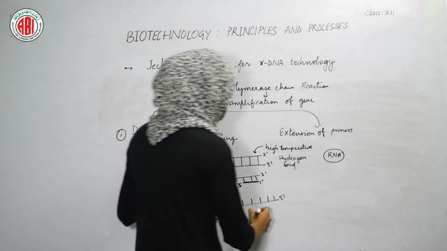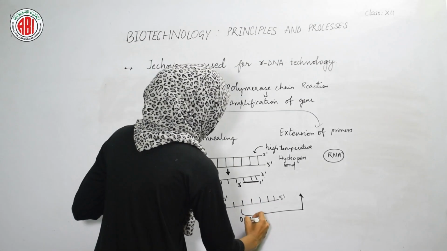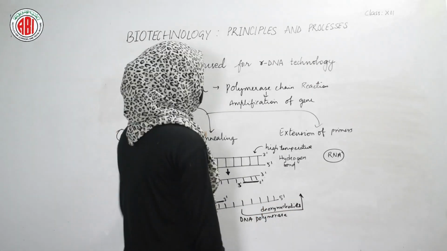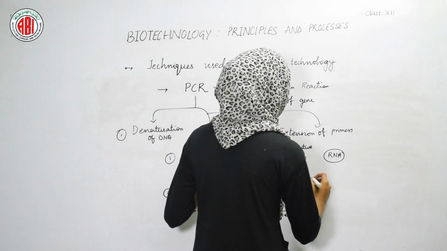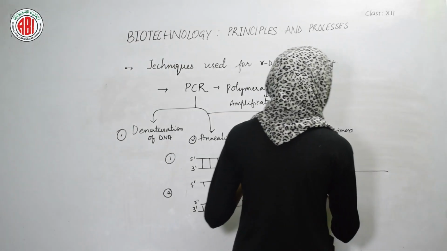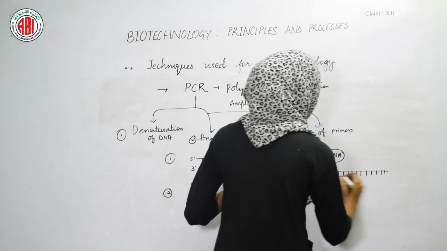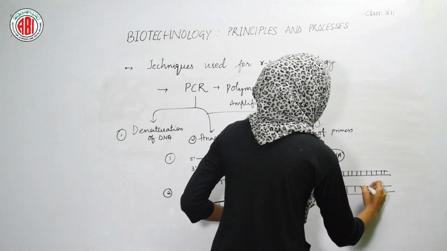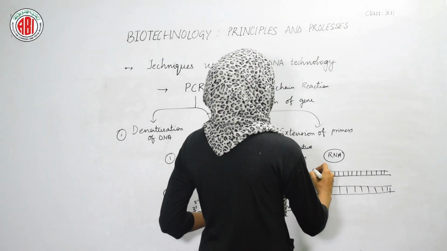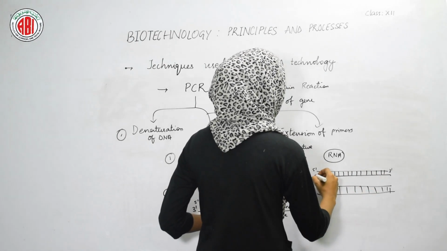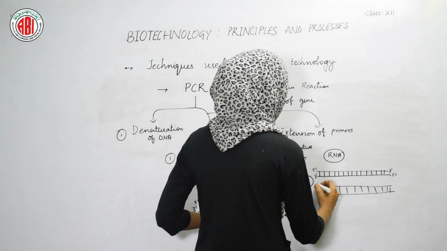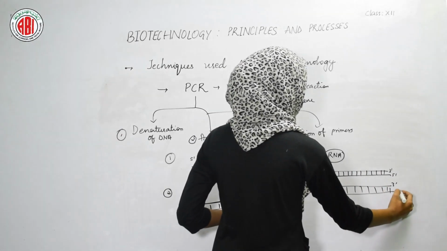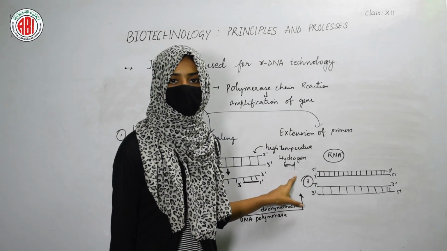Now after the process of annealing, in the third step, we will take the DNA polymerase enzyme and deoxynucleotides. In the extension of primers, the deoxynucleotides are added and a complete DNA strand can be produced. So in this way, extension of primer leads to the formation of a DNA strand. And here, the enzyme DNA polymerase helps in the extension of the primer.